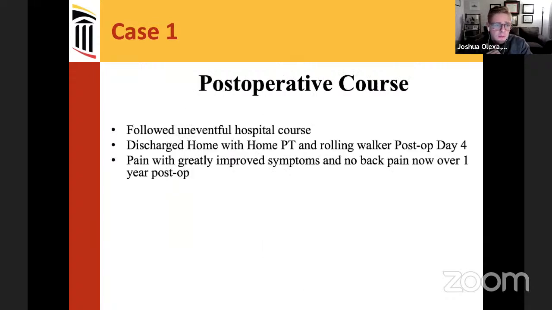So the patient did very well. She followed a pretty uneventful hospital course and was discharged on day 4 home with home PT and a rolling walker. Following up to today, her back pain essentially has resolved and she's doing very well, over 1 year now post-op.